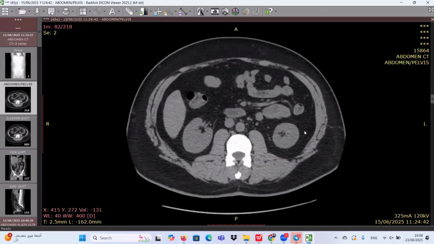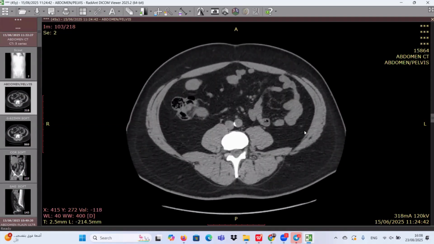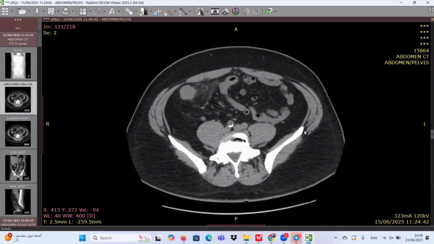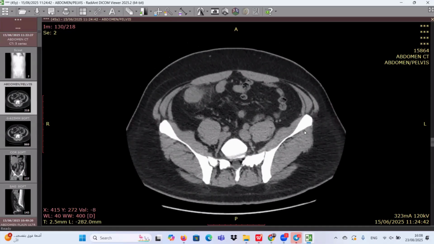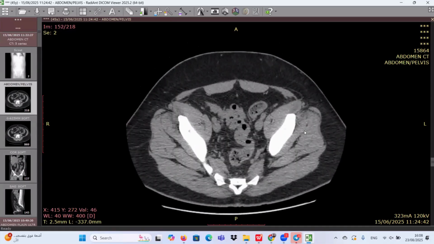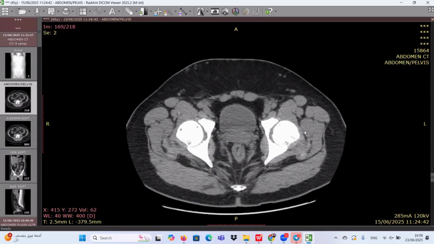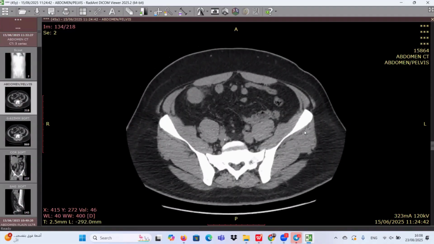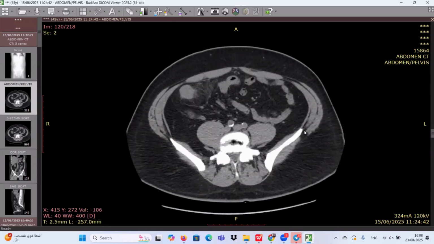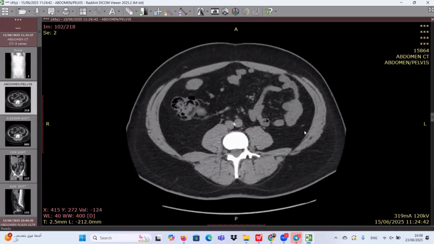I'm provided with a non-contrast CT scan of a young adult patient who presented with abdominal pain. First, I'll scroll the entire stack before giving any opinion. The obvious abnormality that catches my eye is this diffusely thickened sigmoid colon with significant stranding and inflammation.